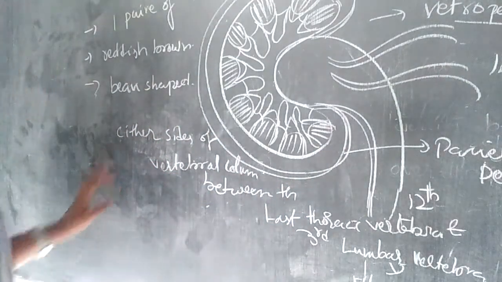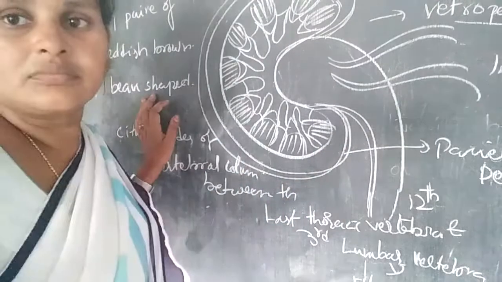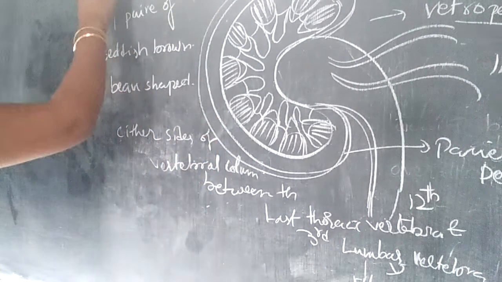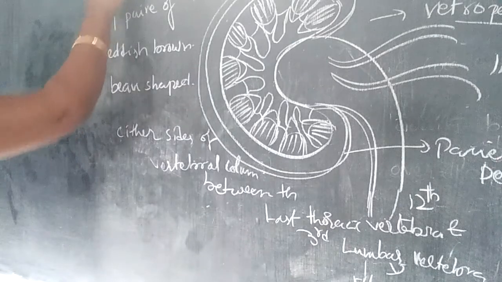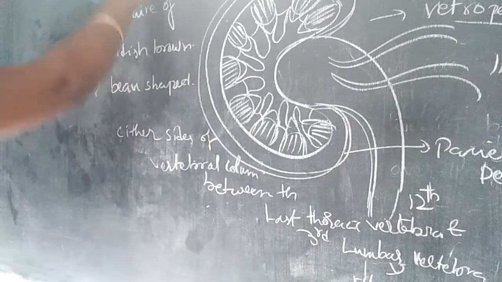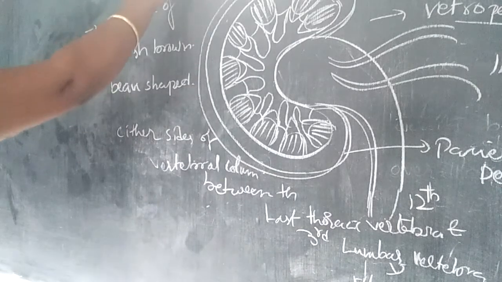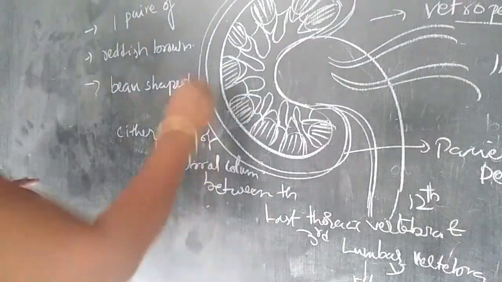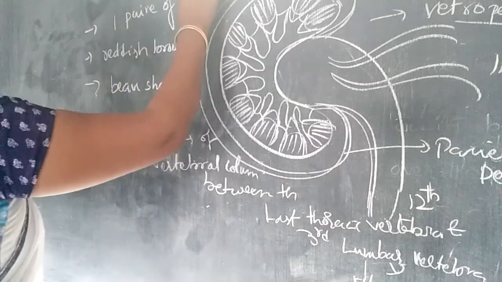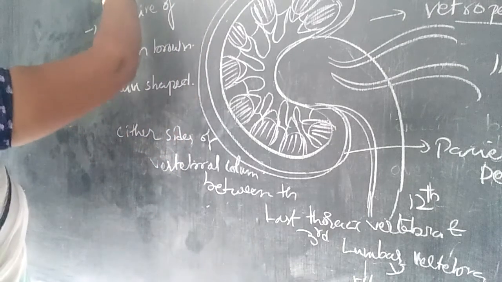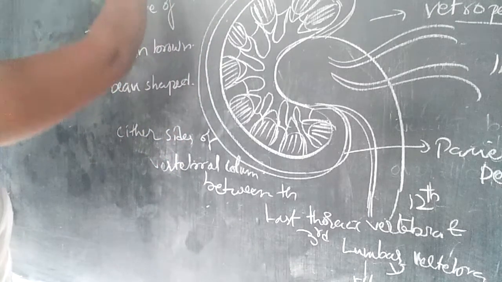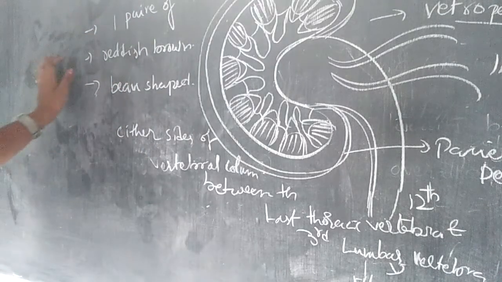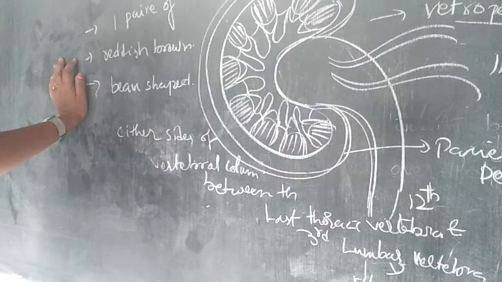Retroperitoneal organs. And next, the average weight of kidney is 120 to 170 grams in man.